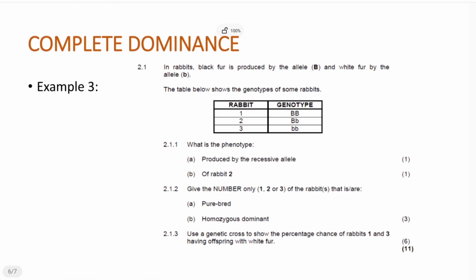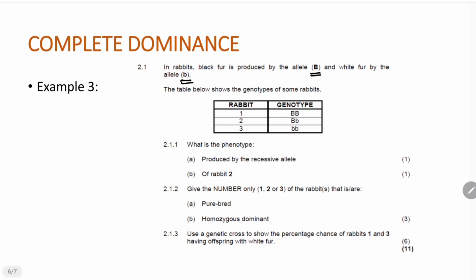Example number 3. It says that in rabbits, black fur is produced by the allele capital letter B and white fur by the allele small letter b. The fact that black fur is controlled by capital letter B tells us that the allele for black fur in this case is dominant. And the fact that the allele for white fur is represented by small letter b tells us that the allele for white fur in this instance is recessive.